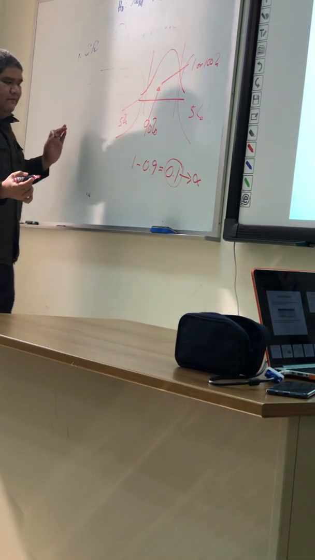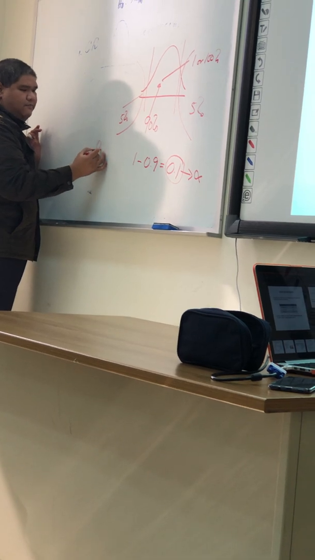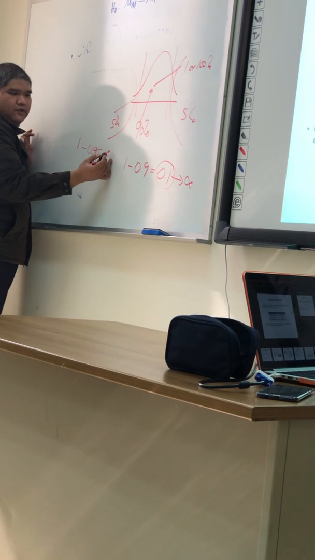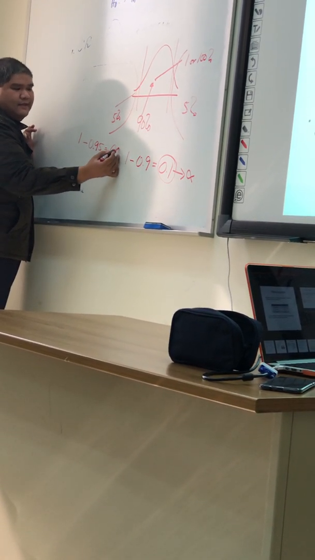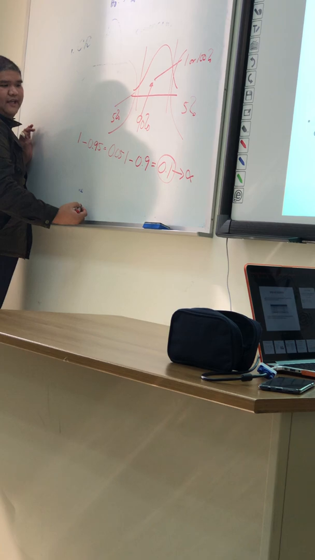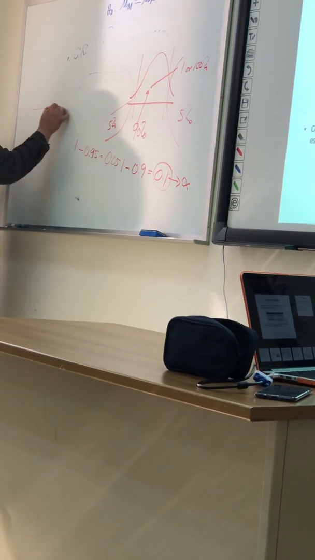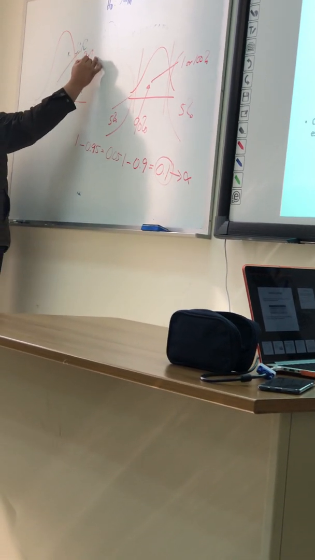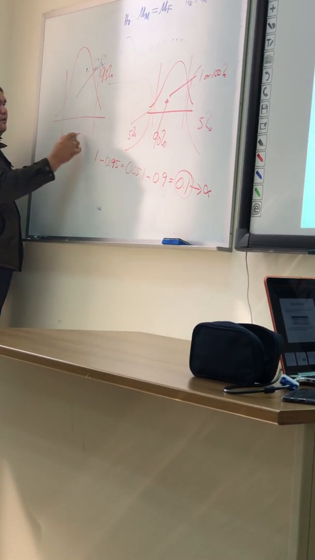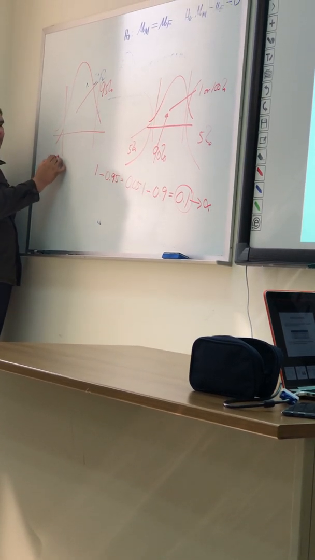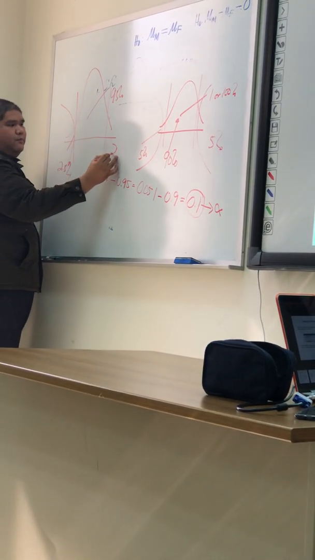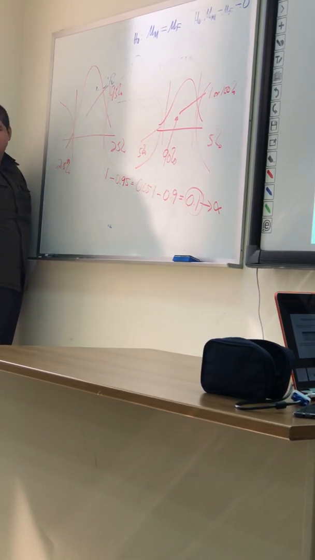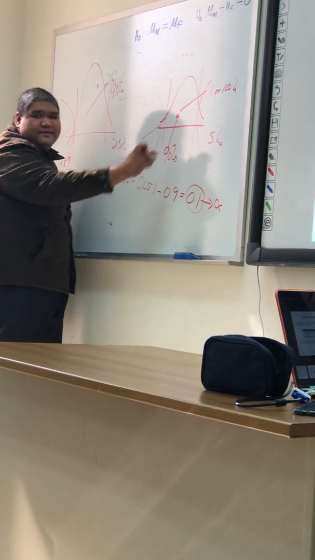Similarly, if it is 0.95, 1 minus 0.95 is equal to 0.05. Therefore, in that case, I want the middle 95%. So, there will be 2.5% removed on each side. I have the middle 95%. I have the middle 90%.